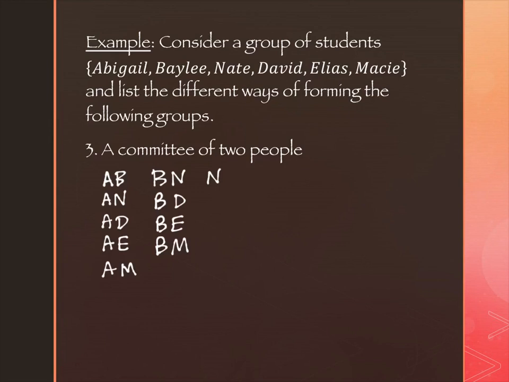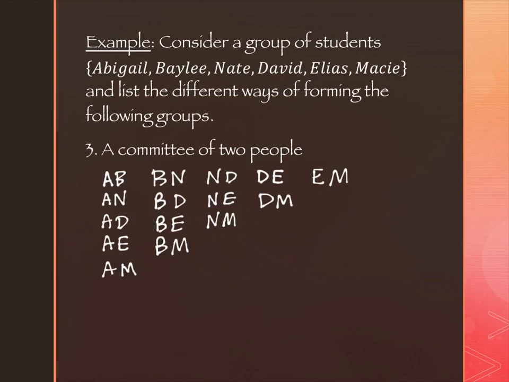That's what I was trying to do before, sorry. Nate and David, Nate and Elias, and Nate and Macy. Okay, Nate's done. Who's left? David with Elias, David with Macy, and I have exactly one more grouping. It would be Elias Macy.